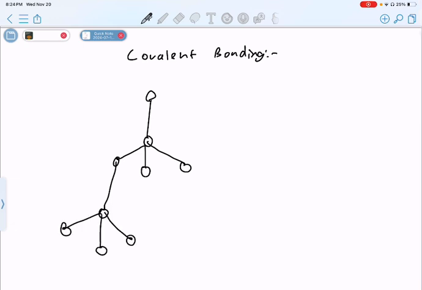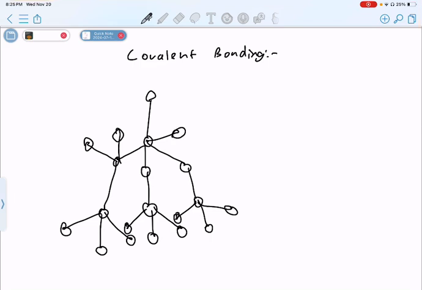And essentially, it creates a lot of these. And this is connected to multiple as well. Each of them is connected to four. So what do we mean by this? Each of these in diamond are covalently bonded together, okay?